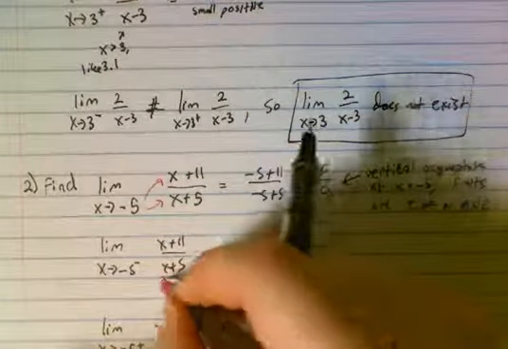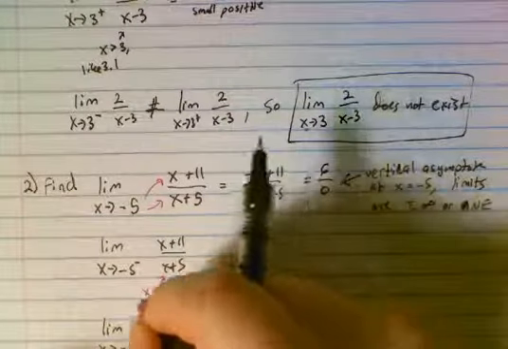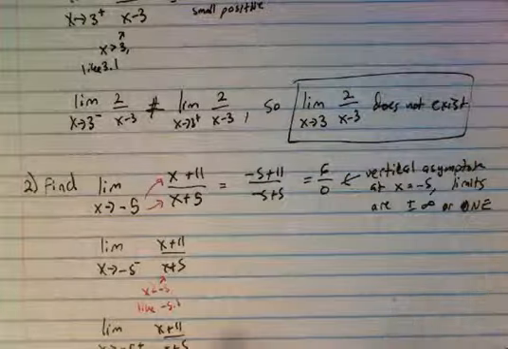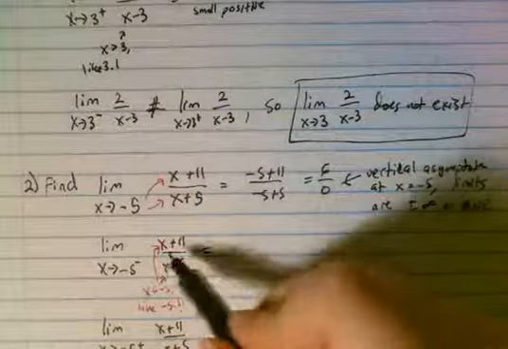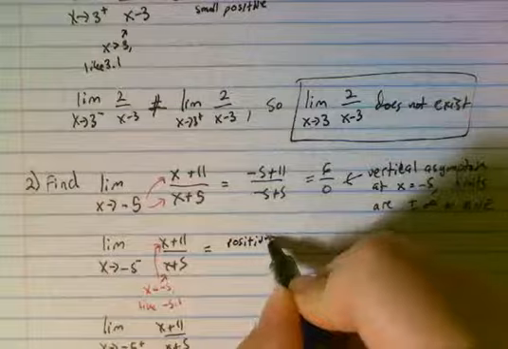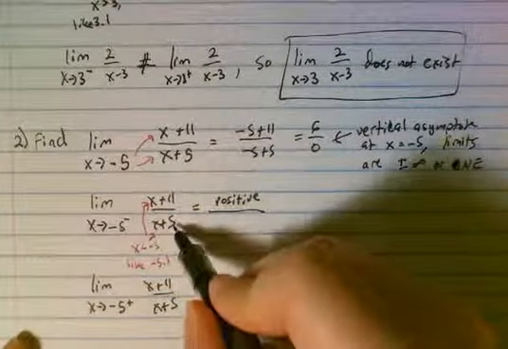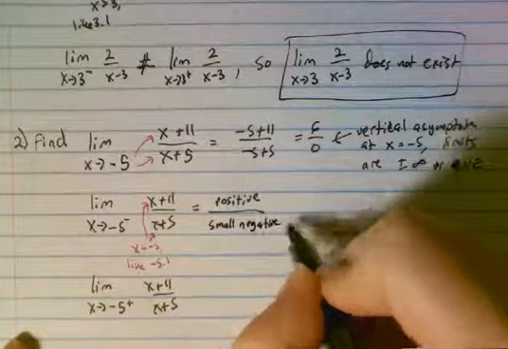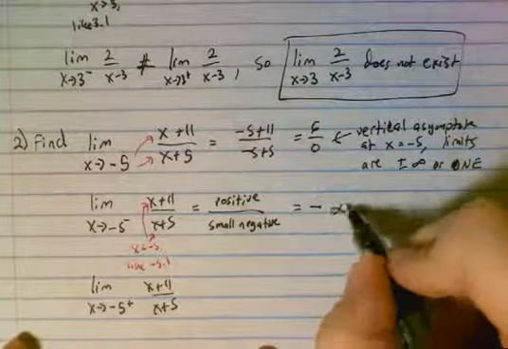So we're approaching from the left, so x is going to be slightly less than negative 5. And that's going in both these spots. Negative 5.1-ish plus 11, that's going to be still positive, because 11 is way bigger. And negative 5.1 plus 5, that's negative, so we're going to have a small negative. Positive divided by negative is negative. A number divided by a very, very small number is infinity.